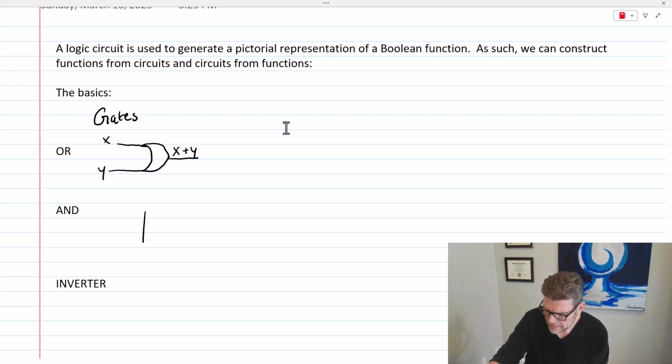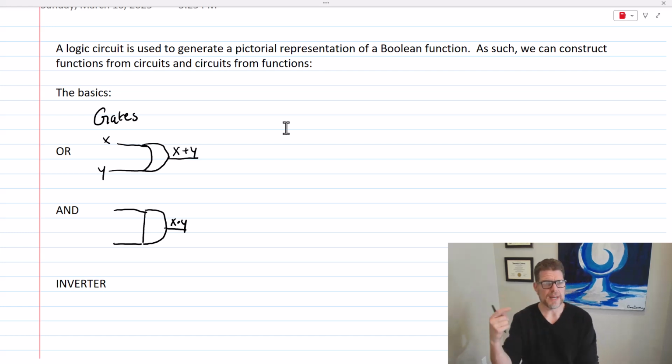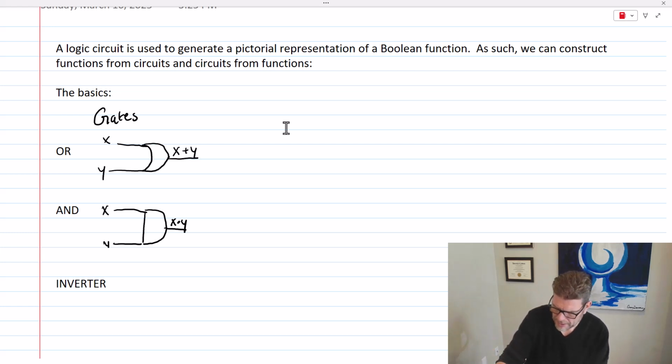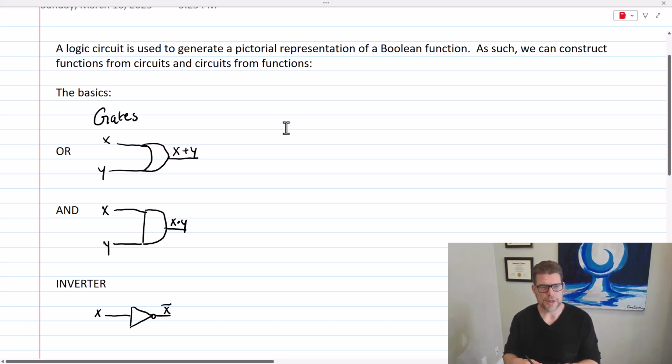Our AND, which looks like a half circle, is going to be the equivalent of multiplication. And again, same idea here, because in Boolean algebra, AND and multiplication are going to be equivalent operations. So we got X, we got Y, there we go. And then we're going to have our inverter, and our inverter is going to be the equivalent of taking the complement. So those are our three gates, and we're going to utilize those three gates in order to represent the entirety of our circuits.